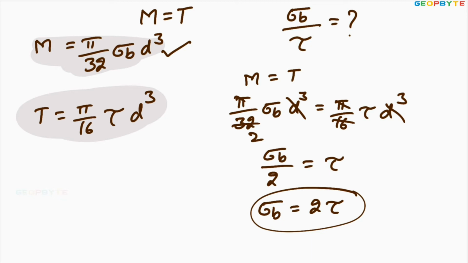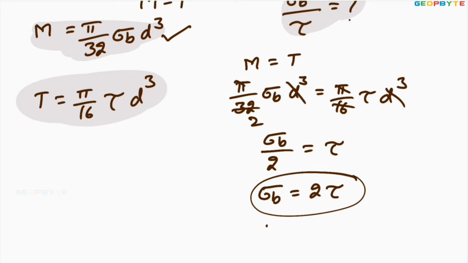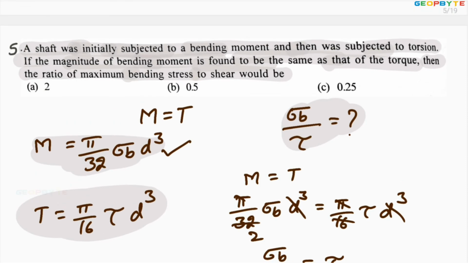Since it is asked bending stress divided by the shear stress, the answer is bending stress divided by the shear stress tau equal to 2. That is the answer. I hope all of you understood. Let us move to the answers. Option A, 2, absolutely correct. I hope all of you understood. Let us move to another problem.